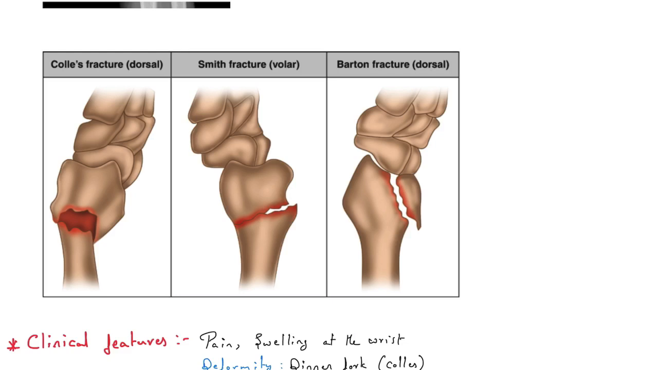Next one, Smith fracture, also known as volar fracture, because we can tell that it is reverse Colles fracture, and because of fall on flexed wrist, and we can see volar angulation. And next, Barton's fracture. In this Barton fracture we can see dorsally, like volar or dorsal rim with subluxation of the carpus.